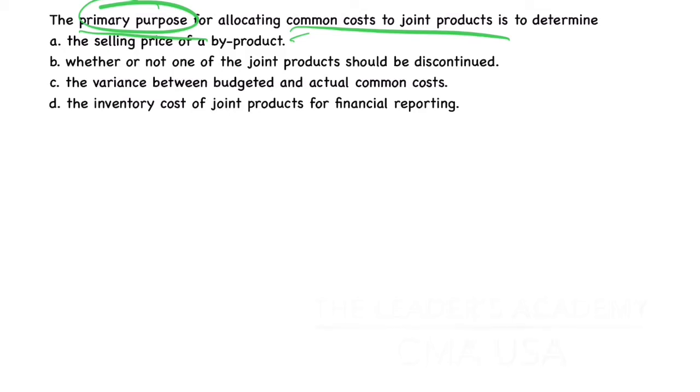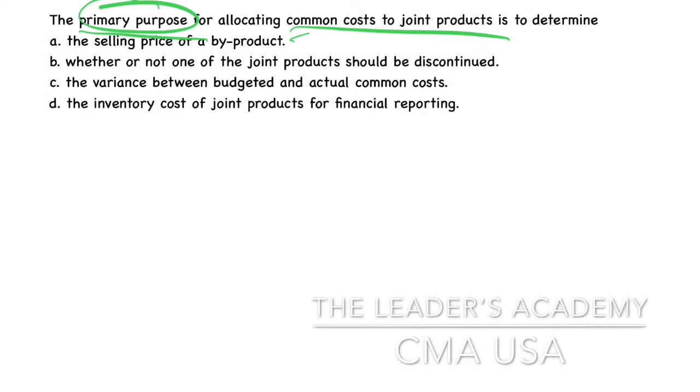Next, whether or not one of the joint products should be discontinued. You understand one thing, joint products are considered the main products, which means they have a significantly higher sales value compared with the byproducts. So we don't allocate common cost to joint products to find whether we should discontinue any joint product or not. No, that's why even this is not the option.